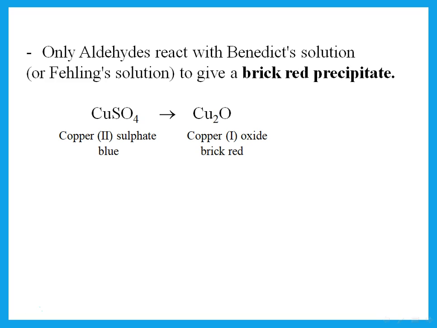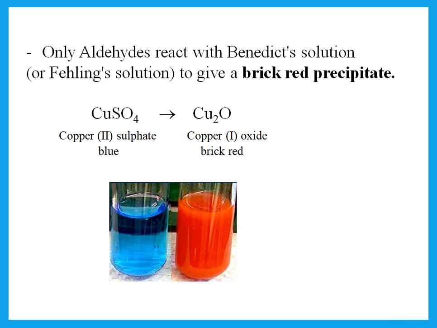Again, only aldehydes react with Benedict solution. You remember what is Benedict solution or Fehling solution, which is actually a copper sulfate solution. When the aldehydes react with copper sulfate, which is blue, it turns it to brick red precipitate. This is because aldehydes will reduce the copper 2 to copper 1. So it changes copper 2 sulfate, which is blue, to copper 1 oxide, which is a brick red precipitate.